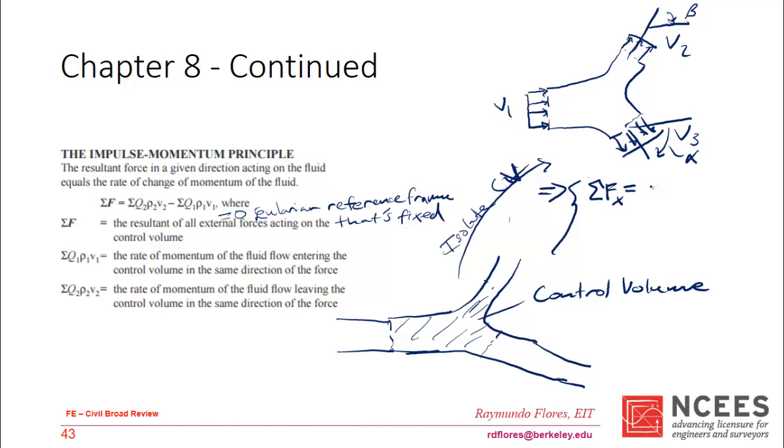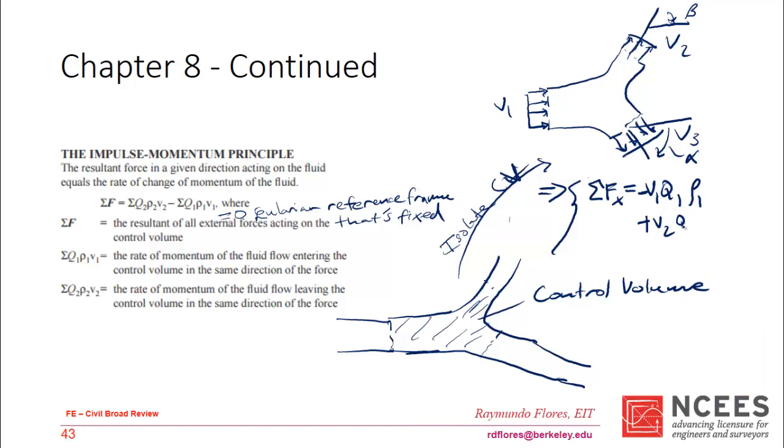So we're going to add that to V2, Q2, rho 2, but then remember, cosine beta, and then plus V3, Q3, rho 3, cosine of alpha. And then the sum of the force in the y direction is very similar. It's just going to be basic statics at this point, pretty much.